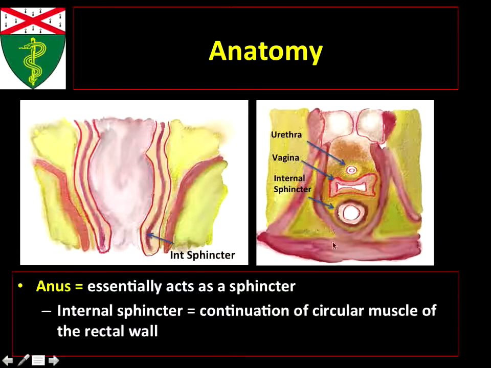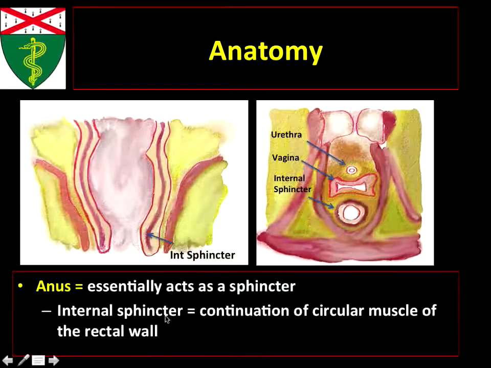And this is an axial image here. That's going to be a portion of the anus. That's the vagina. That's the urethra in this particular patient. And it's made up as a sphincter of two different muscles. All right? So these are the things that I want you to know, these muscles. The first one is the internal sphincter.